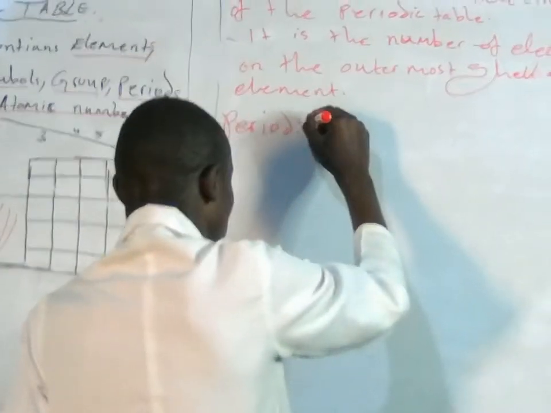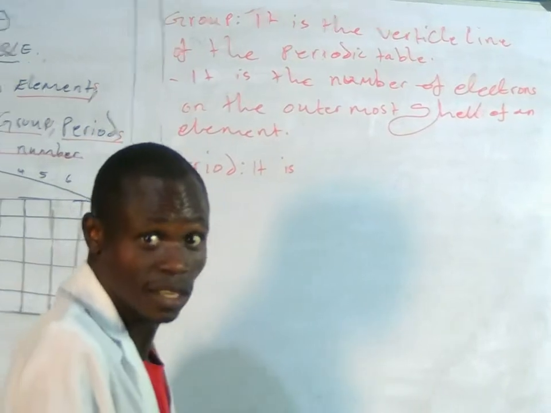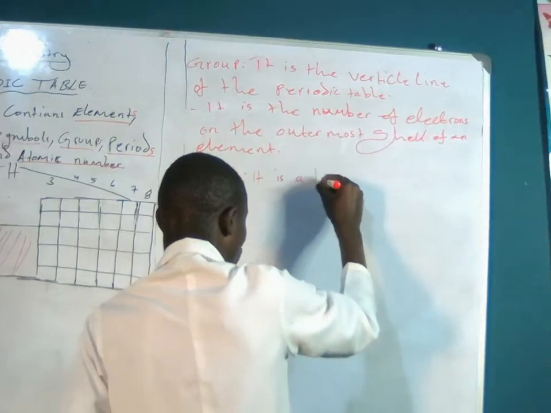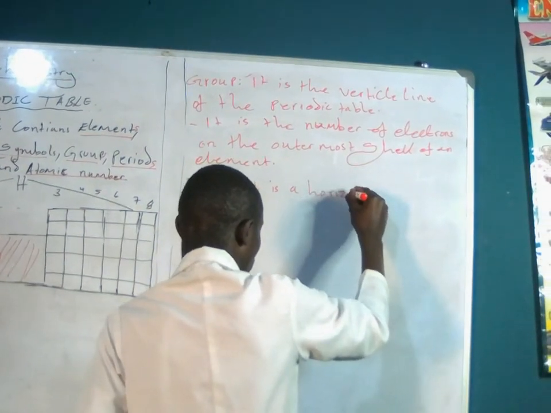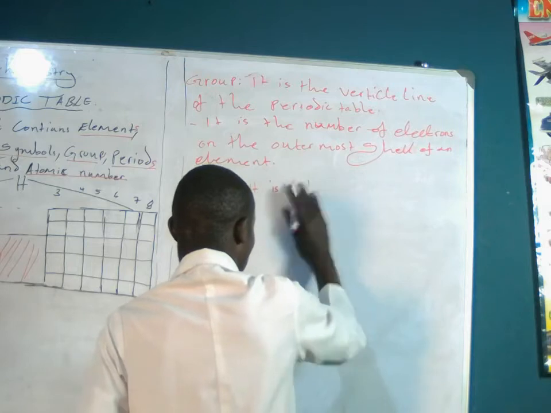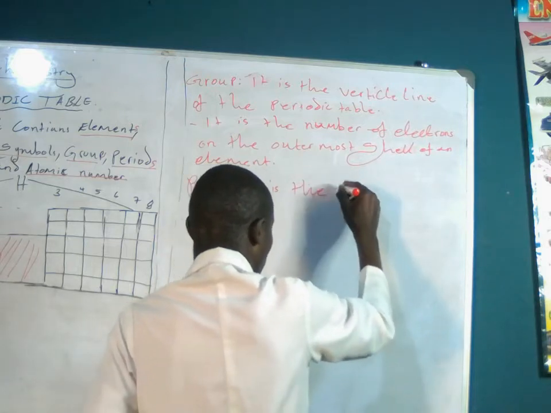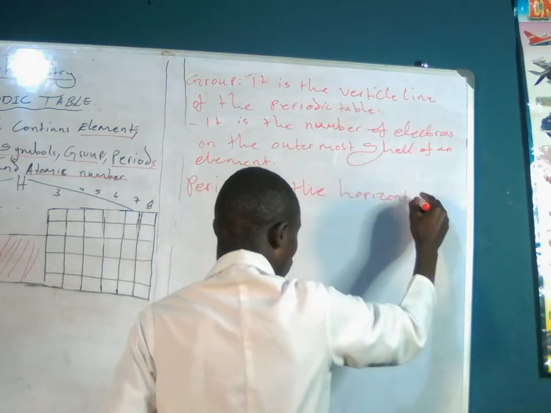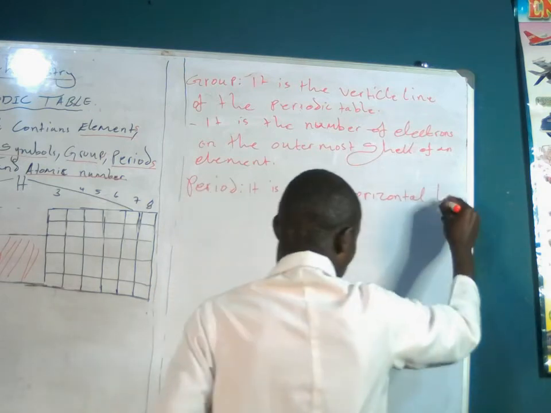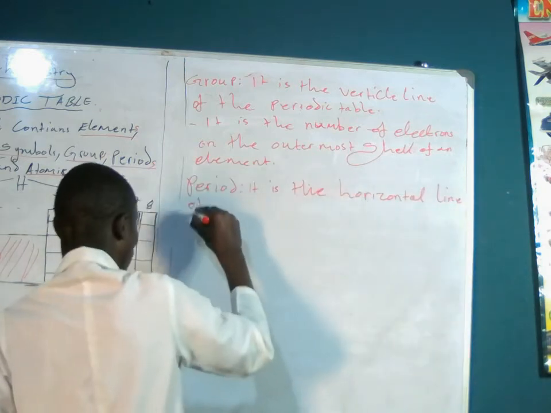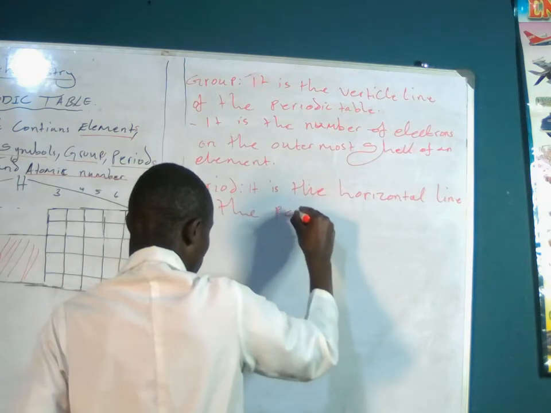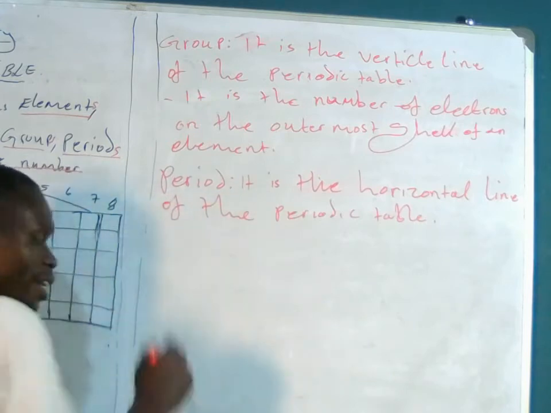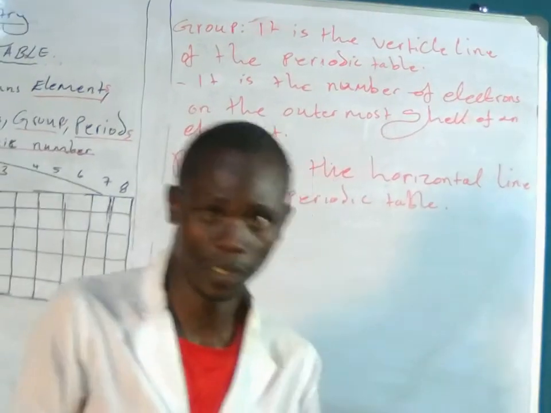Since it is singular, it is a horizontal line of the periodic table. Then my second definition for a period is simple.